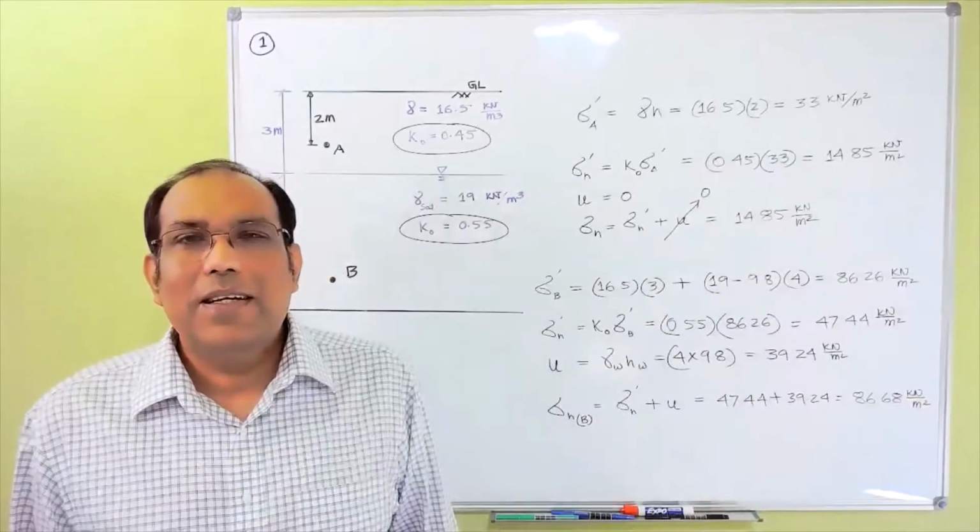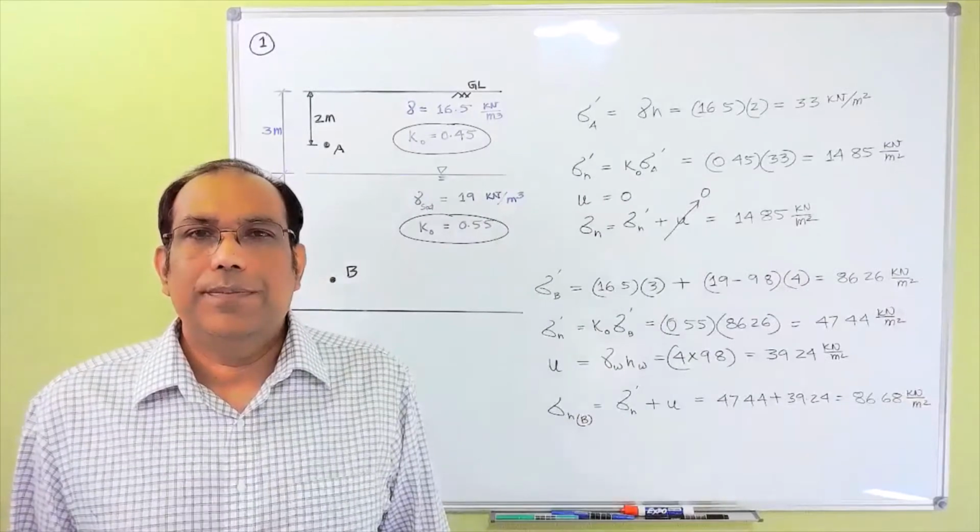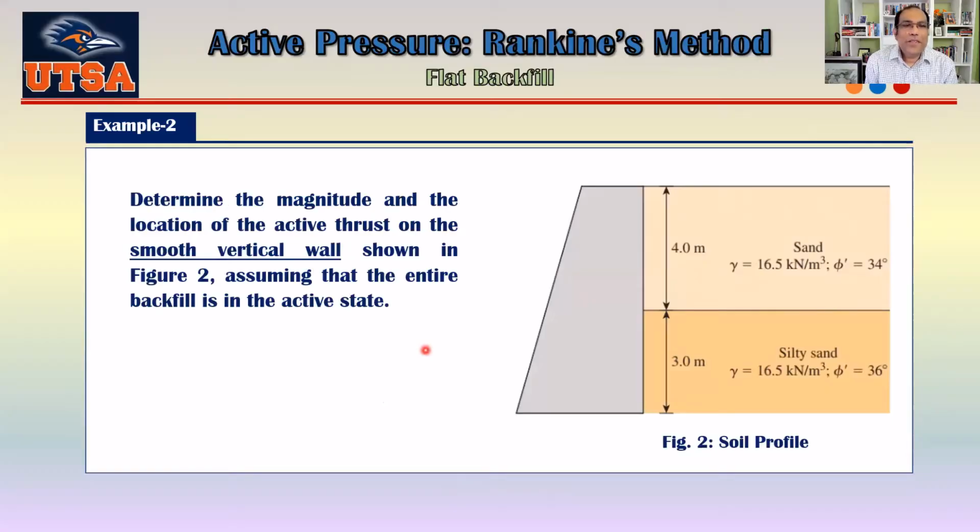Okay, let's move forward. So this is example number 2. This one is basically active pressure, and we are going to follow that one based on Rankine's method. And one thing important here is that the backfill is flat. This is your wall and your backfill is here, which is not making any angle with that. So this is kind of flat.